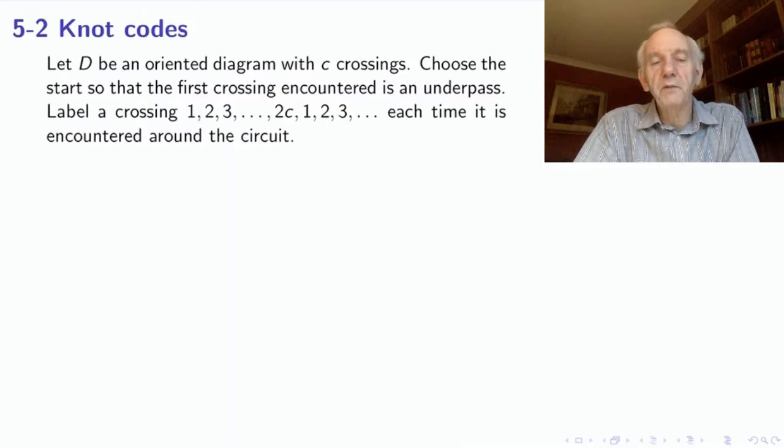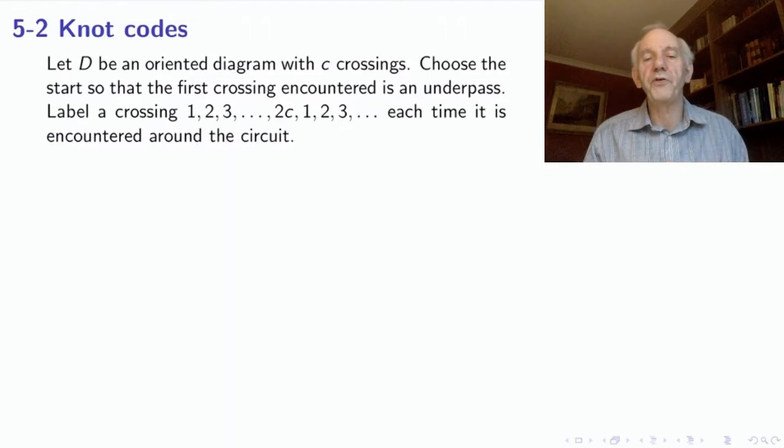Dowker was a Canadian topologist. Thistlethwaite is a knot theorist who studied in the UK and is now in Tennessee, I think, and was also a pianist at one point. So the DT code is formed by taking a knot diagram.